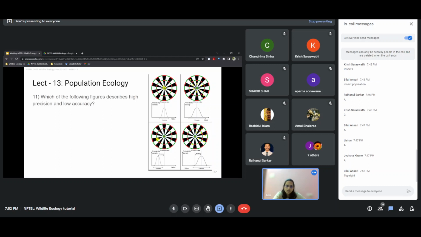All right, Bilal says top right, high precision, low accuracy. Any other answers? Bottom left, all right. What are the other answers? Anybody feel that it's top right? Okay, another for top right. Bottom left, okay. So two for top right, two for bottom left.